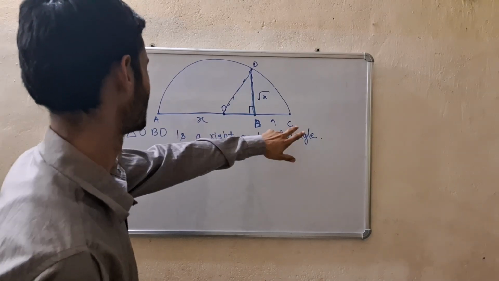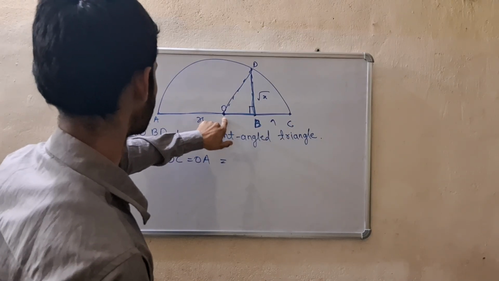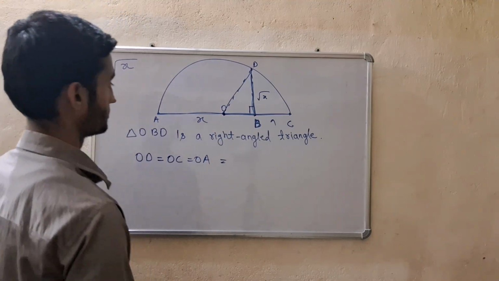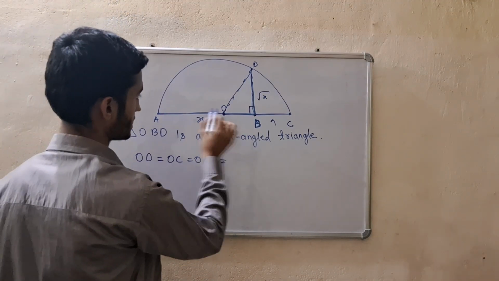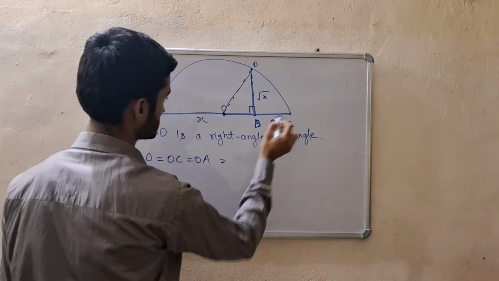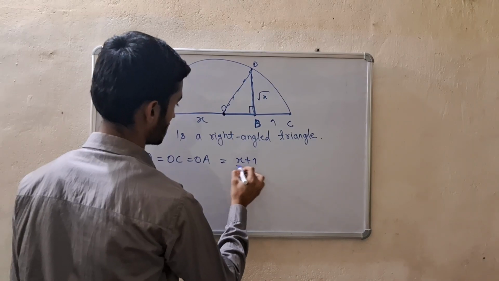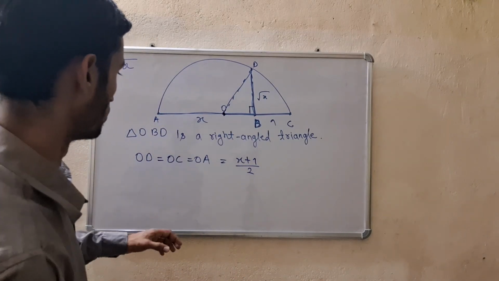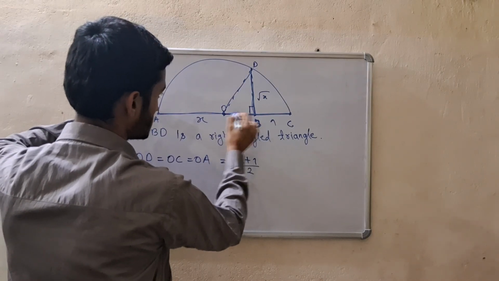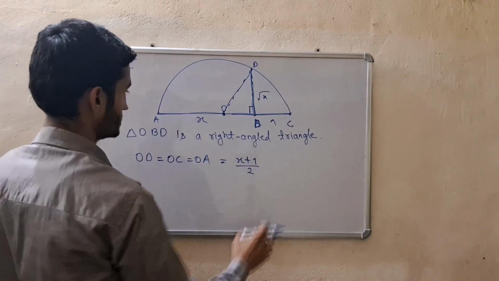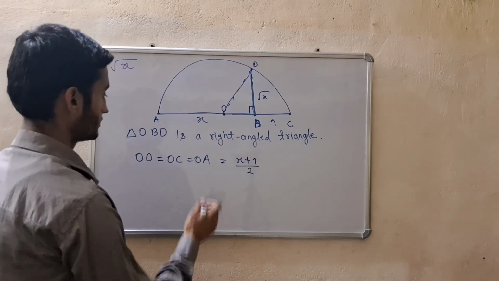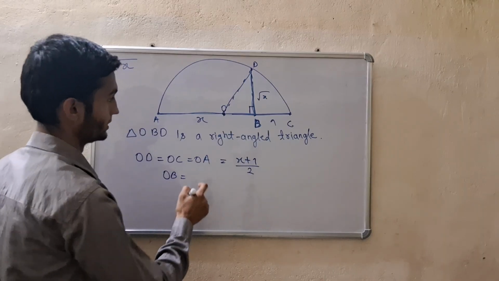They are equal to OC. This was x, and this was 1, and this was the midpoint. So this is x plus 1 divided by 2. This is x plus 1, and this is the midpoint, so this length is half of AC. Now AC is x plus 1, so half of AC is this. Then we need to find OB.